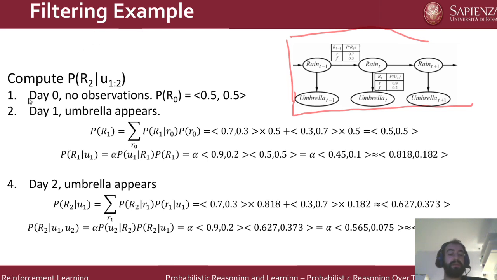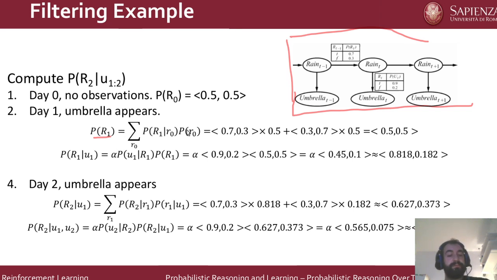So of course at day 0 we have no observation. This is our initial estimate. We don't have any bias, so our initial estimate is that with probability 0.5 it's raining, and probability 0.5 it's not raining. Now at day 1 we see the person entering the room with an umbrella. So what do we do? We compute the probability of the state at day 1.